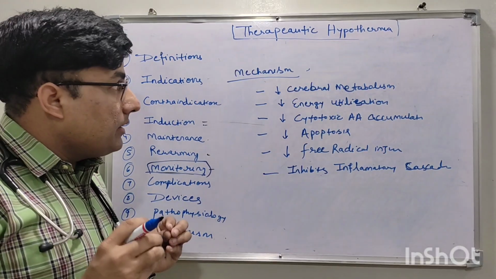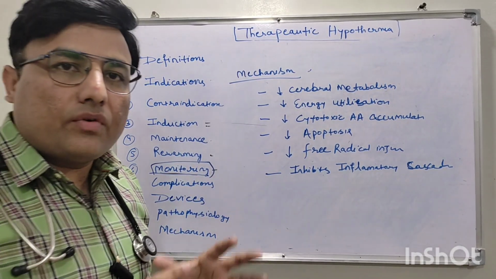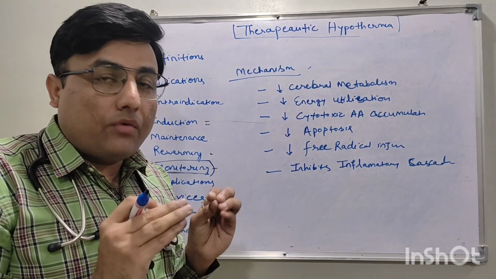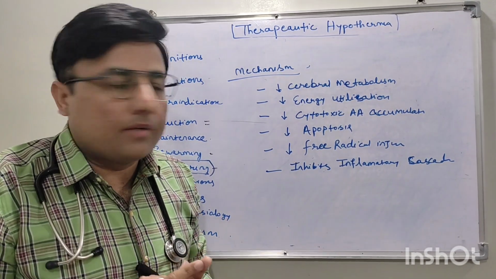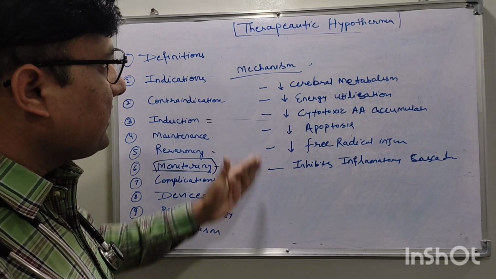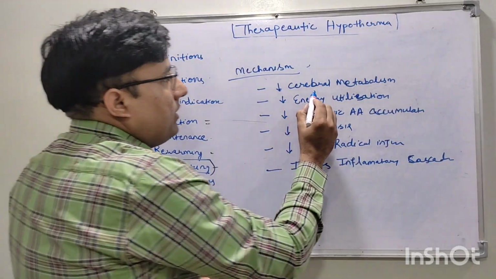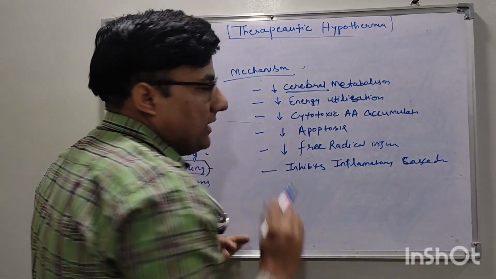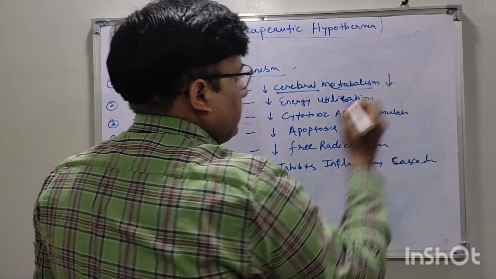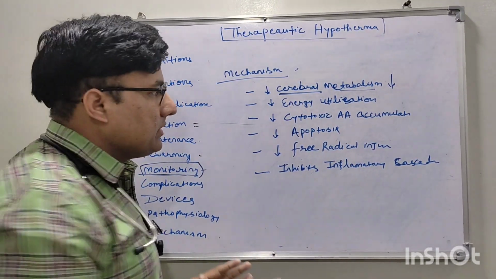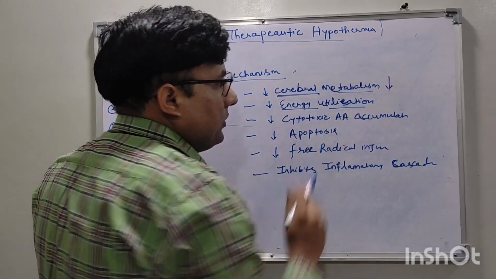Now, what is the mechanism of action of therapeutic hypothermia? How does it reduce the neurological injury and improve the neurological outcome? These are the mechanisms of action of therapeutic hypothermia. First, because of the decrease in temperature, or hypothermia, the cerebral metabolic rate will reduce. That will decrease the energy utilization.